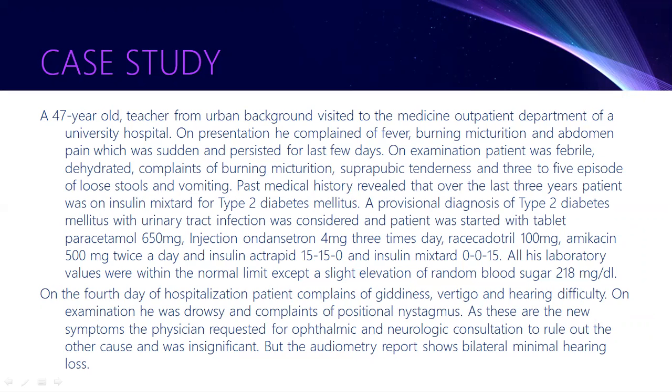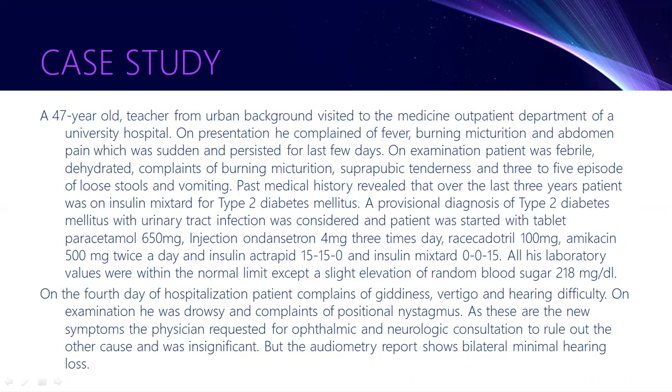and vomiting. Past medical history revealed that over the last 3 years, the patient was on insulin Mixtard for type 2 diabetes mellitus. A provisional diagnosis of type 2 diabetes mellitus with urinary tract infection was considered, and the patient was started with tablet paracetamol 650 mg, injection ondansetron 4 mg 3 times a day, resiquadriol 100 mg, amikacin 500 mg twice a day, and insulin Actrapid 15-15-0 and insulin Mixtard 0-0-15.